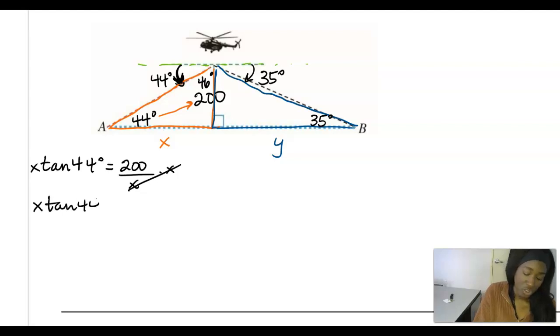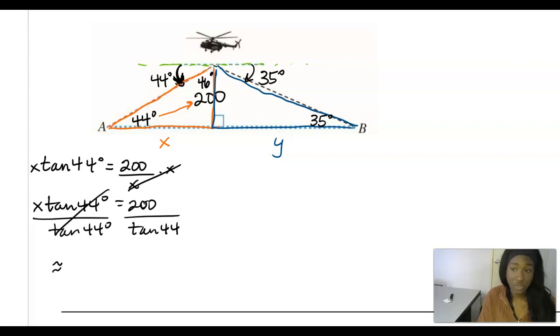And then to finish solving for x, I'm going to divide both sides of this equation by tan 44 degrees. So we get that x is equal to 200 divided by tangent 44, which is approximately 207 feet.